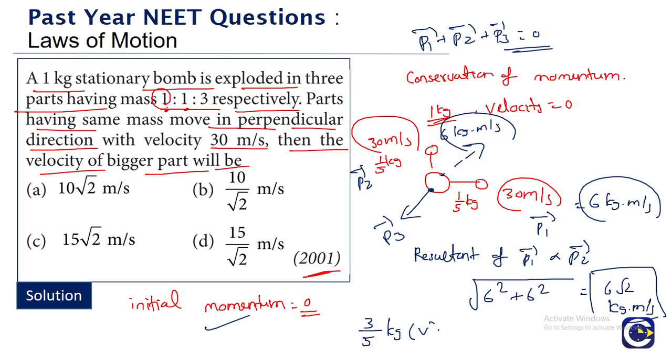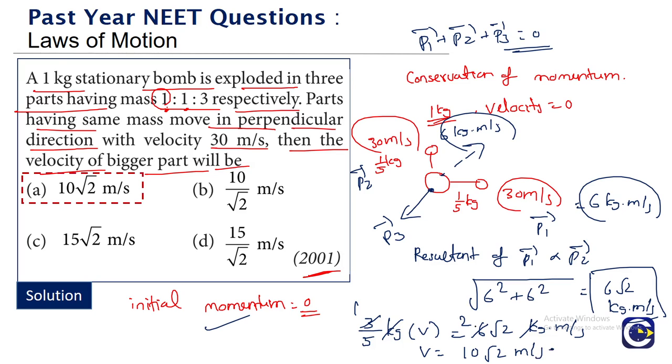3/5 kg. If it's having a velocity v, then the momentum should be having a magnitude of how much? 6√2 kg meter per second. So from here we can see 3 ones are, 3 twos are, 5 will go to the other side, kg is cancelled. So v will be equal to what? 5 into 2 will be 10, 10 root 2 meter per second. So that is what is going to be the velocity of that bigger part, so that now the conservation of momentum principle will be satisfied.